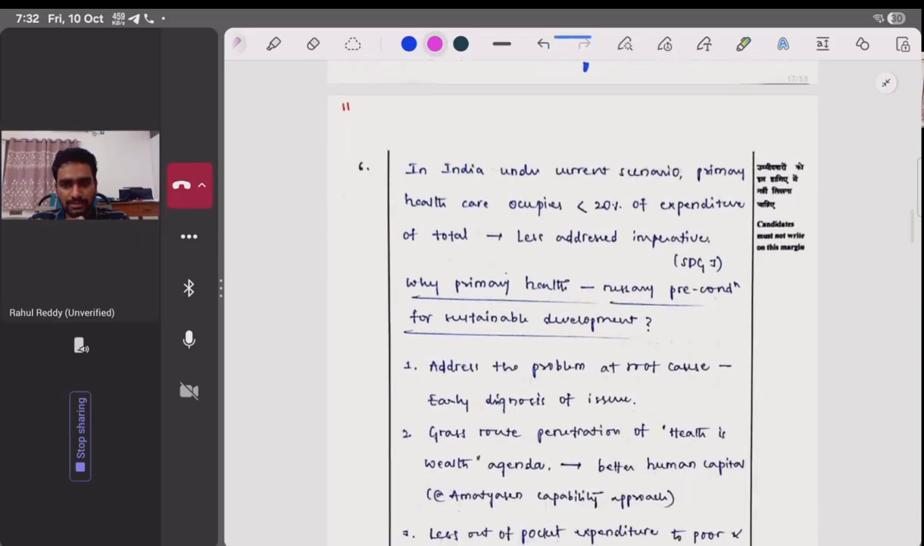Yes. Now let us look at the 6th question. Besides being a moral imperative of a welfare state, primary health structure is a necessary precondition for sustainable development. Analyze.